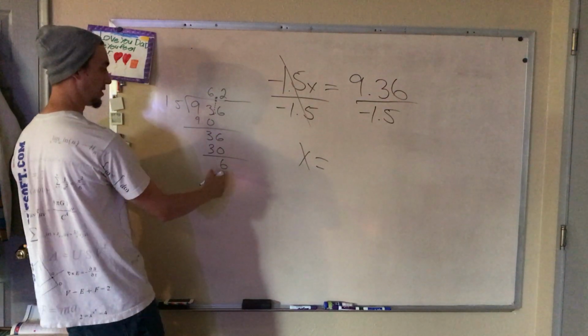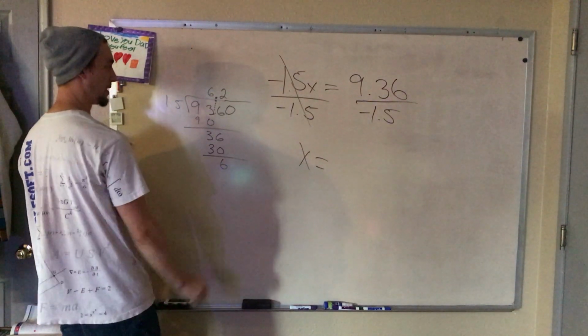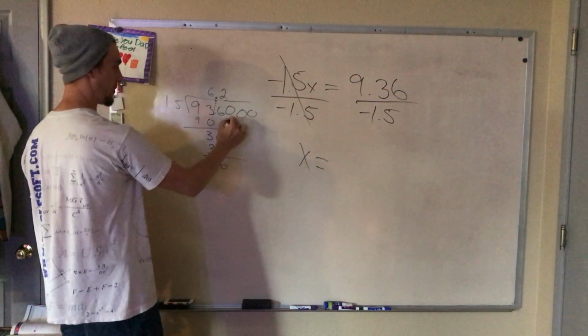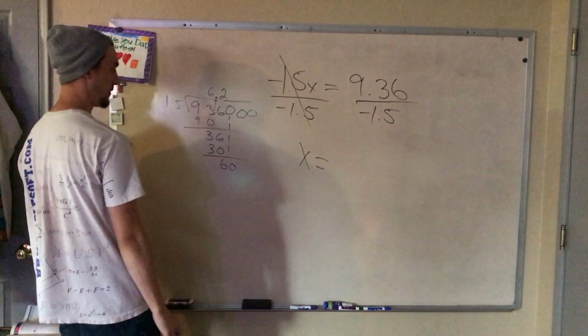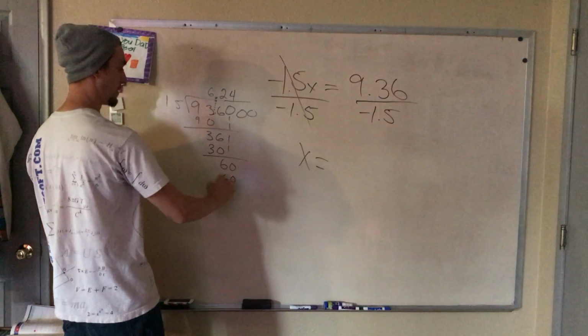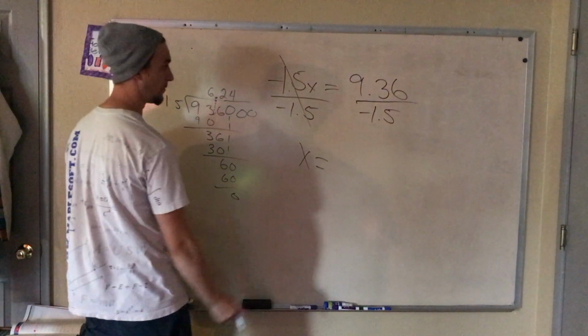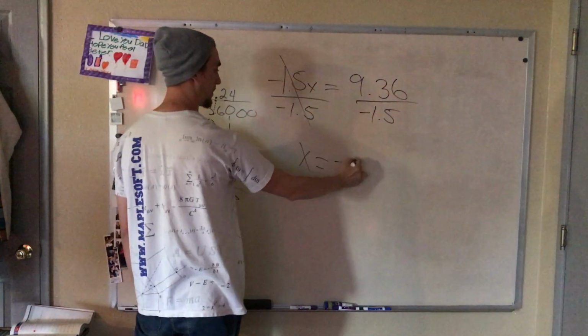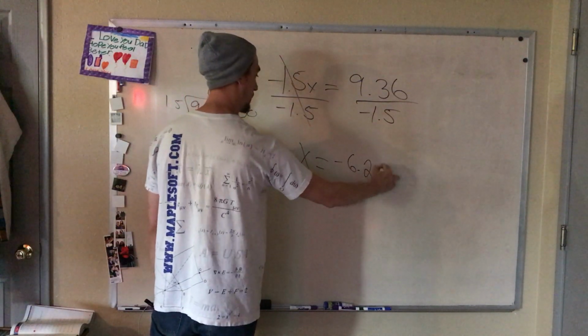So here's a situation where here's my remainder, but I can just keep bringing zeros out. So drop another 0 down, 15 into 60 is 4, and then it stops. So it's 6.24, and remember it's a positive divided by a negative, so it's negative 6.24.